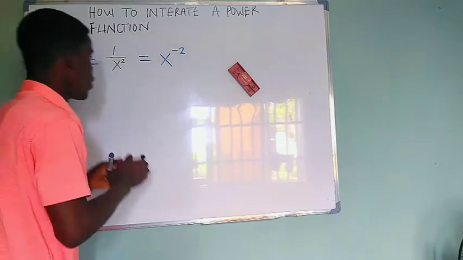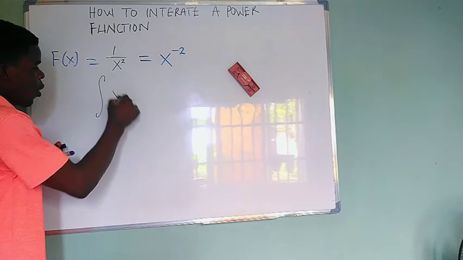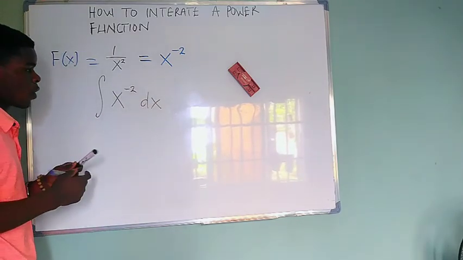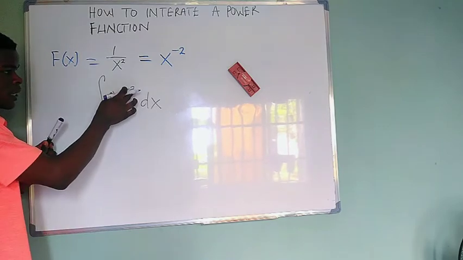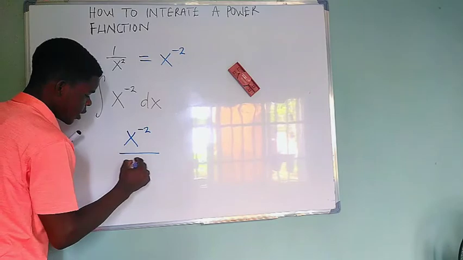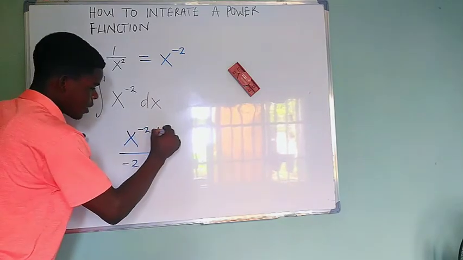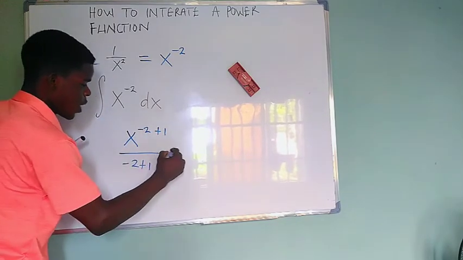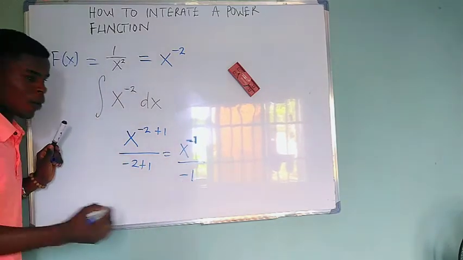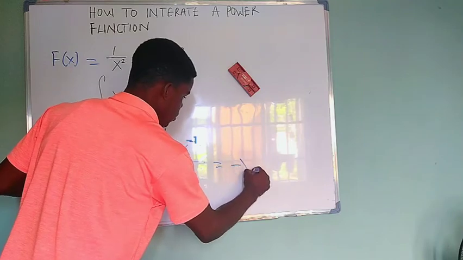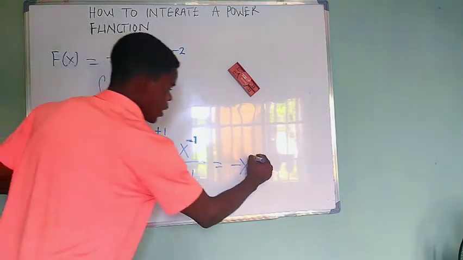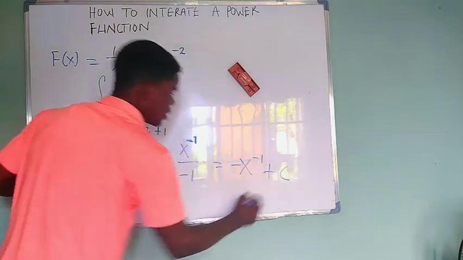And what do we need to do? We just go ahead and say the integral of x to the negative 2 dx. And what is that going to give us? This is just going to be x to the negative 2 divided by negative 2. Remember, you add 1, and you have x to the negative 1 power divided by negative 1. That is negative x to the negative 1 power plus some constant c.